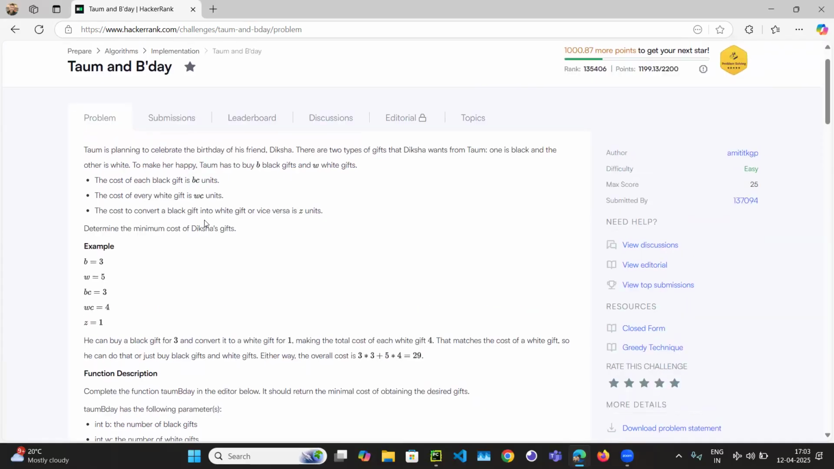All right. So Tom is giving some gifts to Diksha. What Tom wants is, okay, I can give the gifts, but I should pay less money. So should I only get the black gifts, or should I just take the white gifts, or should I convert the white to the black gifts? So we need to find the minimum cost.